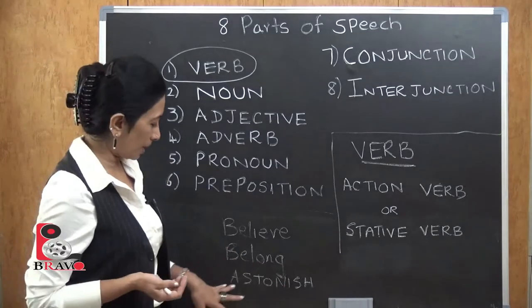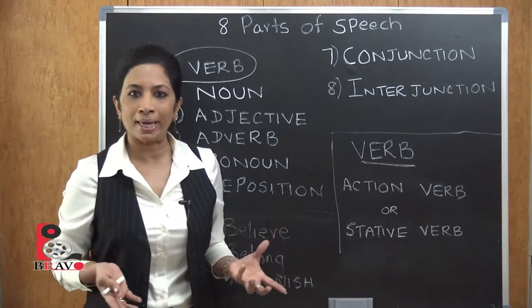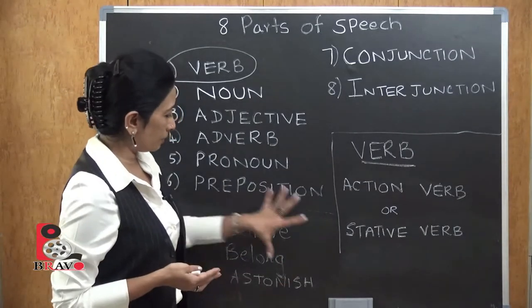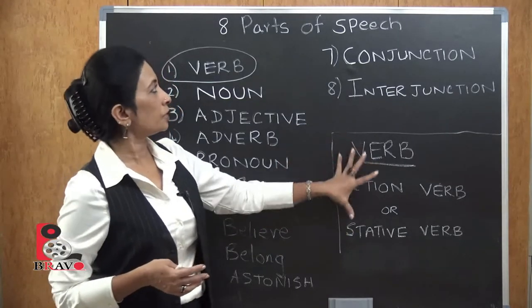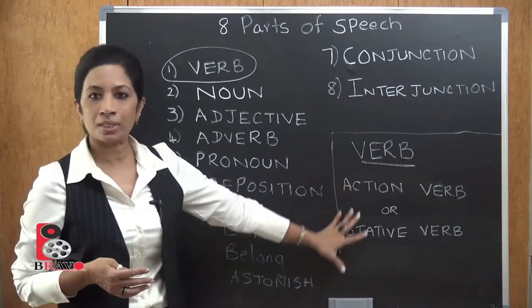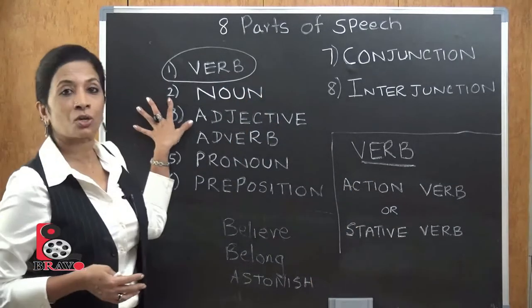Right? That's the second one. Astonish: the cricketer astonished the crowd with his play. So these are the stative words, which are like a state of being. So this is the first part of speech of English, which is verb. I hope you understood this so that we can go to the second one, which is called noun.